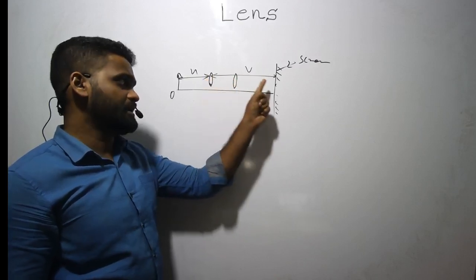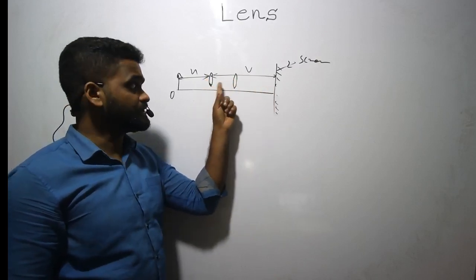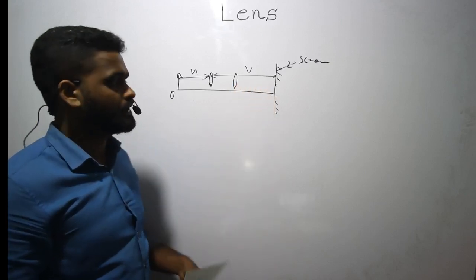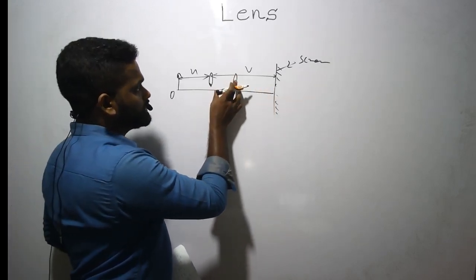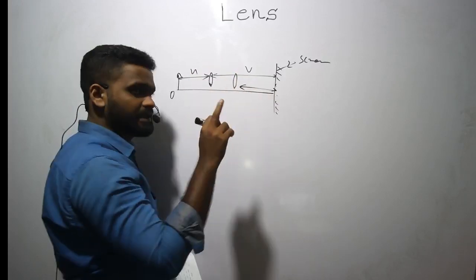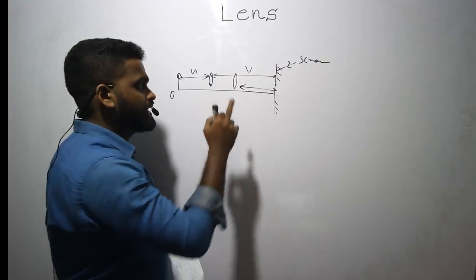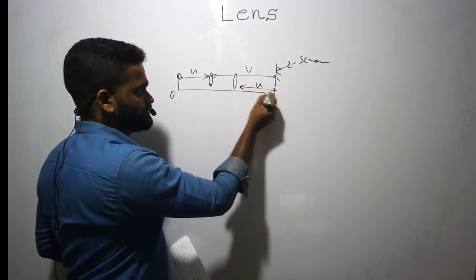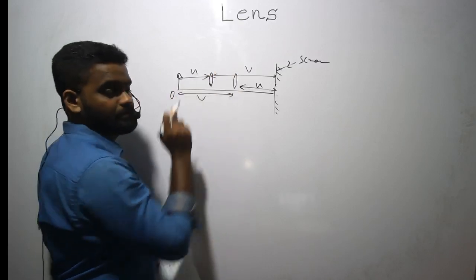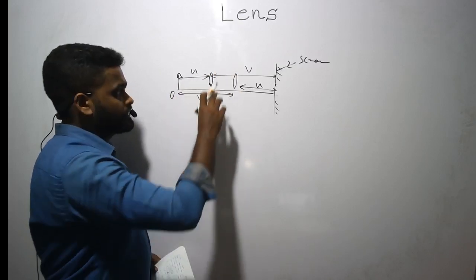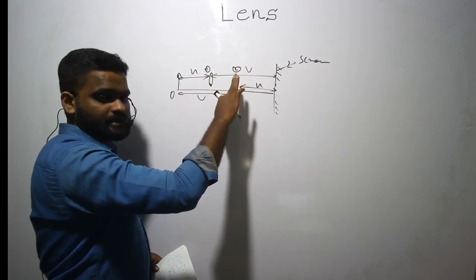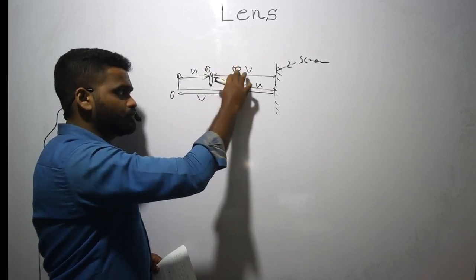So here an image is created on the screen, but for this position also an image will be created on the screen. The thing is now the image distance, this is again reversibility of light, is equal to the object distance. Object distance is equal to the image distance, right? So it will make a second case. This is the first case, second case. These are not two lenses, right? One lens at two positions.